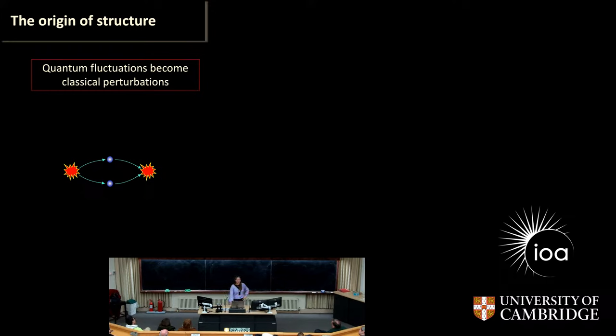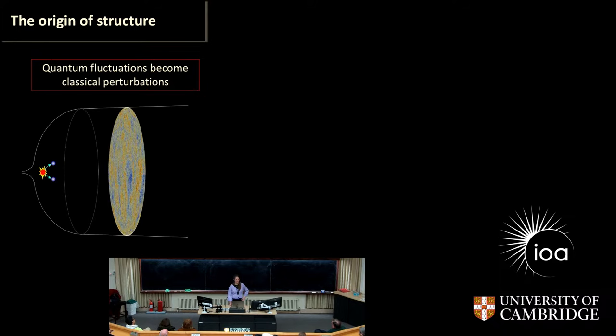But now you put this in a very fast expanding space-time. It can happen that those two particles from the pair get separated by inflation before they have the time to annihilate. And then what we see is regions that have slightly more particles, slightly less particles, these are over-densities and under-densities. And this is exactly what we observe in the cosmic microwave background, random fluctuations of the energy density.